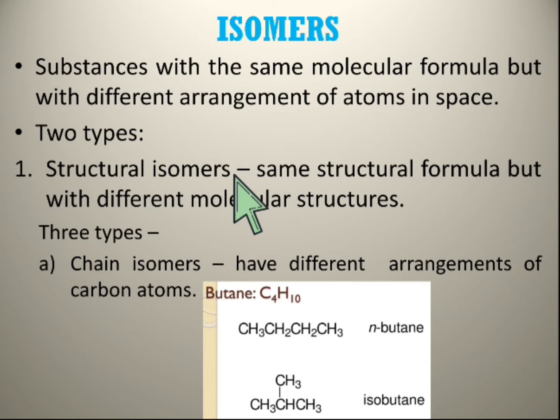Now coming to the first one, chain isomers. Here, as you can see, they have a different arrangement of the carbon atoms. For example, if we talk about butane, the formula is C4H10. The difference between n-butane and isobutane is just in the arrangement of the atoms. Both these substances, n-butane and isobutane, are chain isomers, as they differ from each other in the arrangement of their carbon atoms.